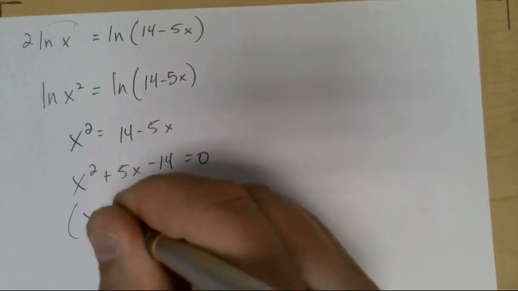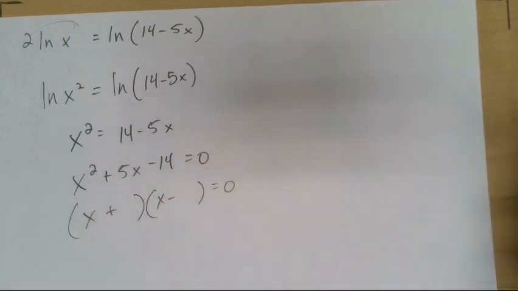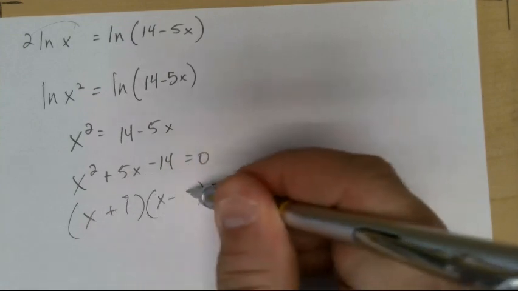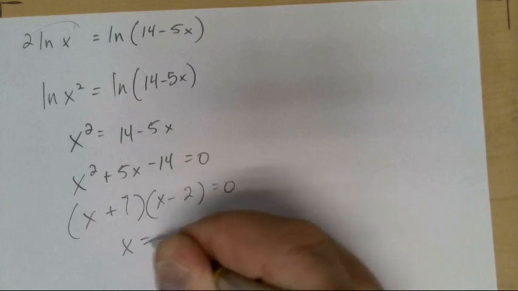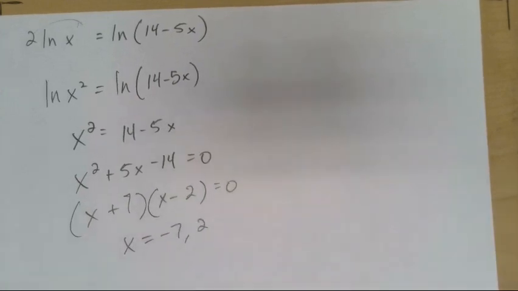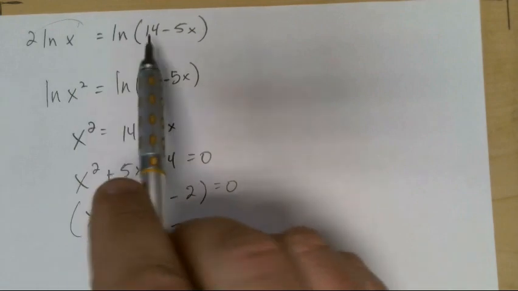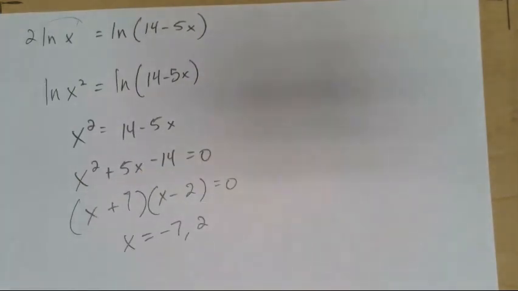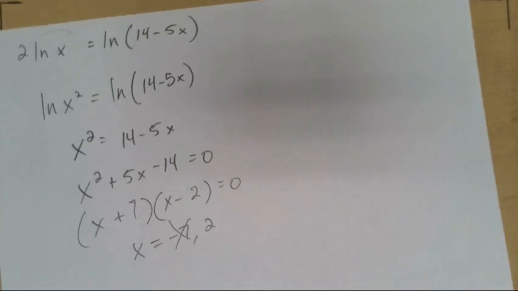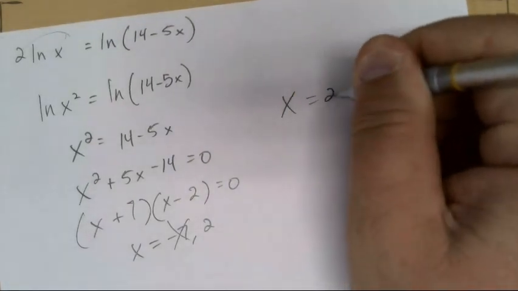X and x, positive and negative, because it's a negative 14. Factors of 14 that subtract to make 5. Oh, it's a positive 7, negative 2. So x is equal to a negative 7 and a positive 2. Cool. But now I have to consider any extraneous solutions. And if I put a negative 7 into there or there, that's going to make a negative number. So that's extraneous. 2 works. And so x is equal to 2.